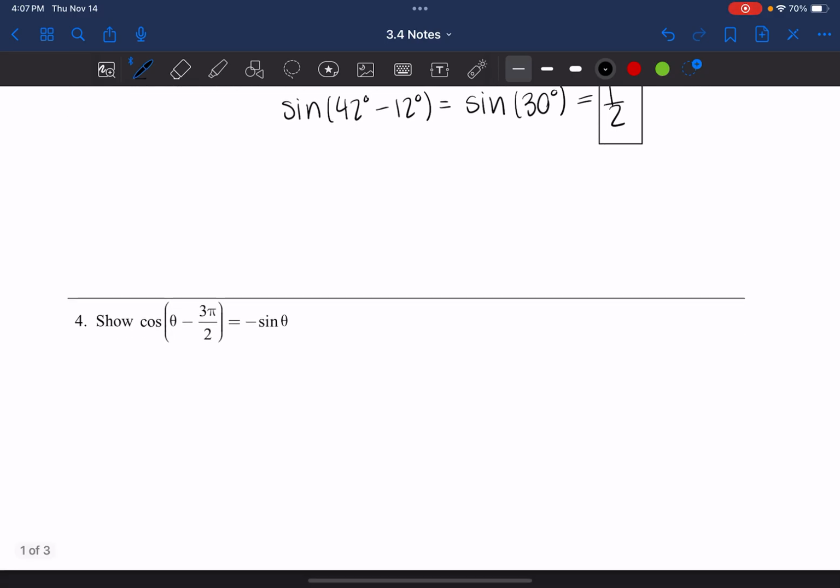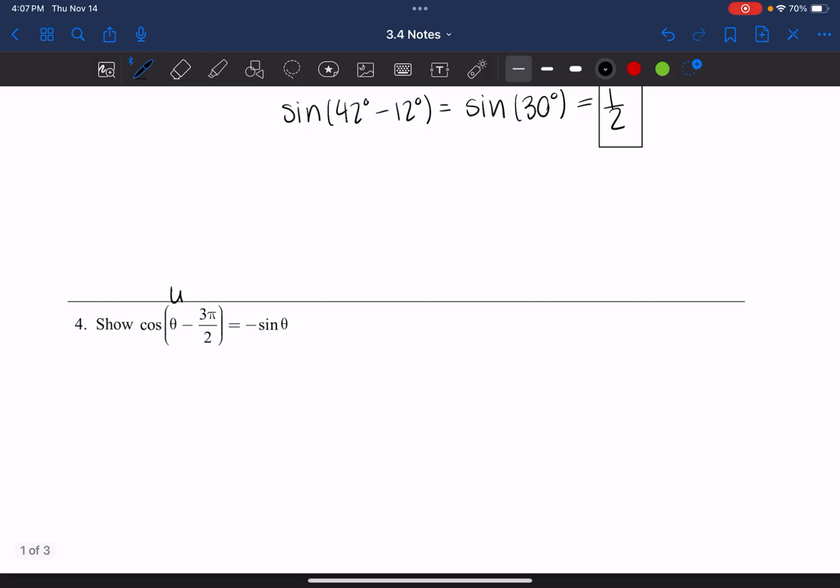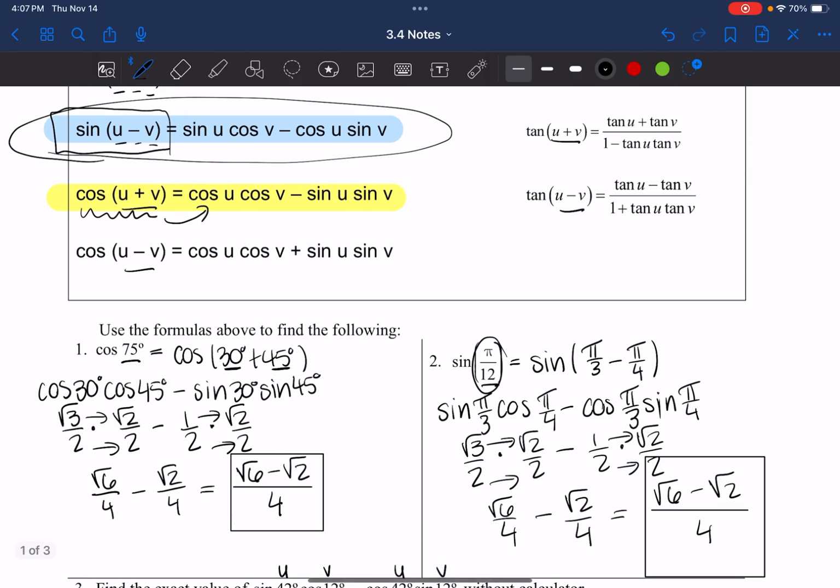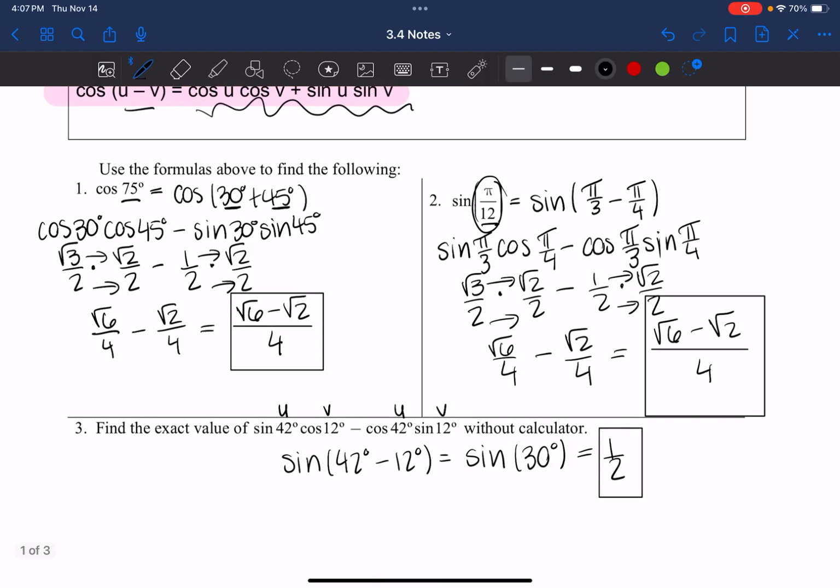For number 4, here I've got cosine of U minus V, so that would be the 4th equation up here. So that'd be this one right here. Cosine of U minus V. So I'm going to expand it out and write it like this.